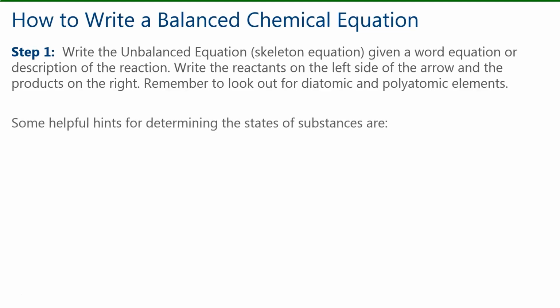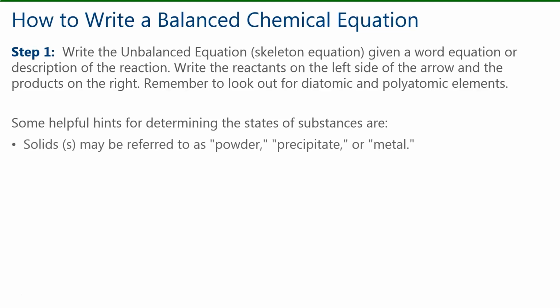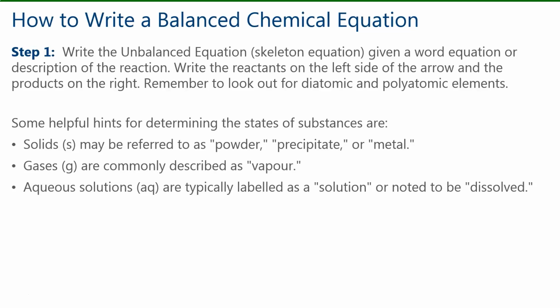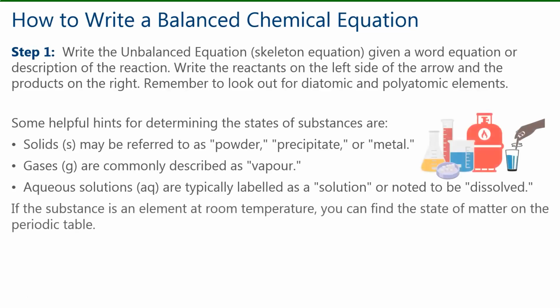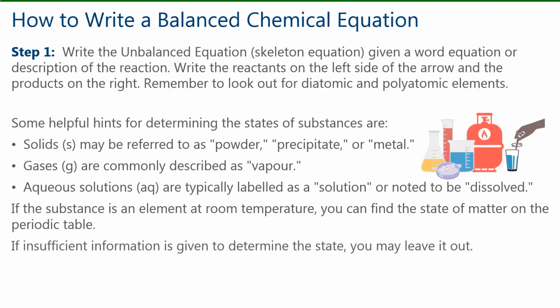Some helpful hints for determining the states of substances are: solids, represented by a lowercase s in brackets, may be referred to as a powder, precipitate, or metal. Gases, represented by a lowercase g in brackets, are commonly described as vapor. Aqueous solutions, represented by a lowercase aq in brackets, are typically labeled as a solution or noted to be dissolved. If the substance is an element at room temperature, you can find the state of matter on the periodic table. If insufficient information is given to determine the state, you may leave it out.